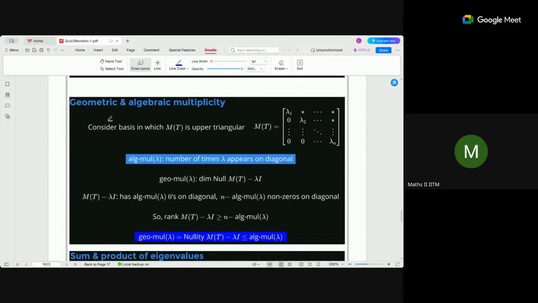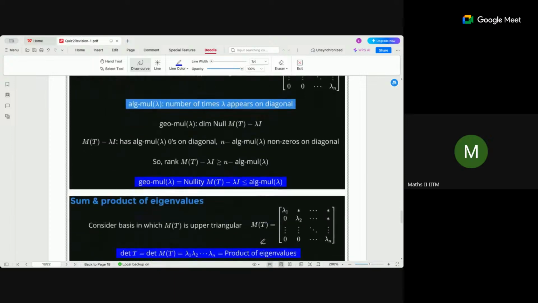Fine. And geometric multiplicity and algebraic multiplicity we have already seen. Algebraic multiplicity is the number of times lambda is appearing on the diagonal, and geometric multiplicity is the nullity of M of T minus lambda. And we all know that geometric multiplicity is always less than or equal to the algebraic multiplicity. So these are some things we know.